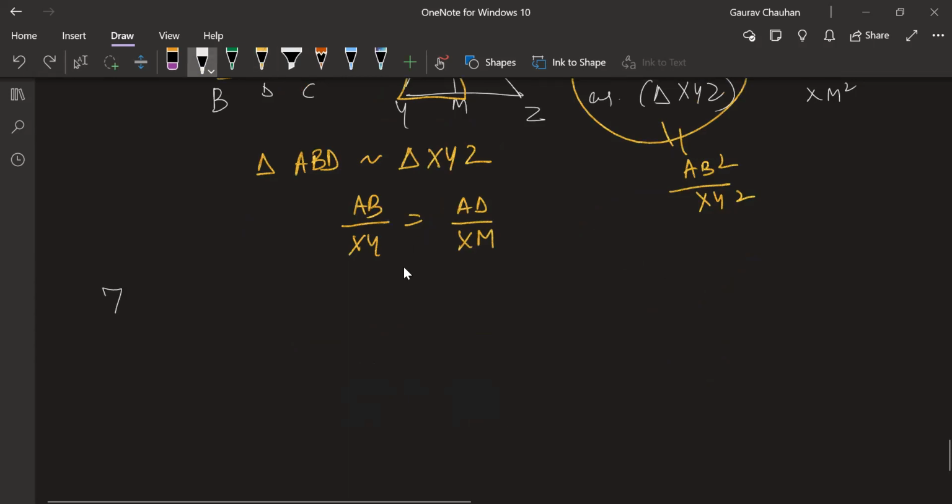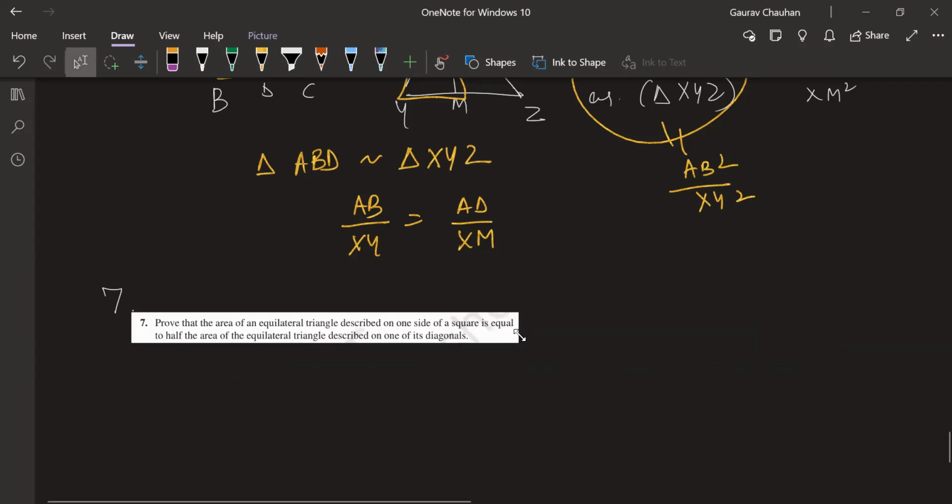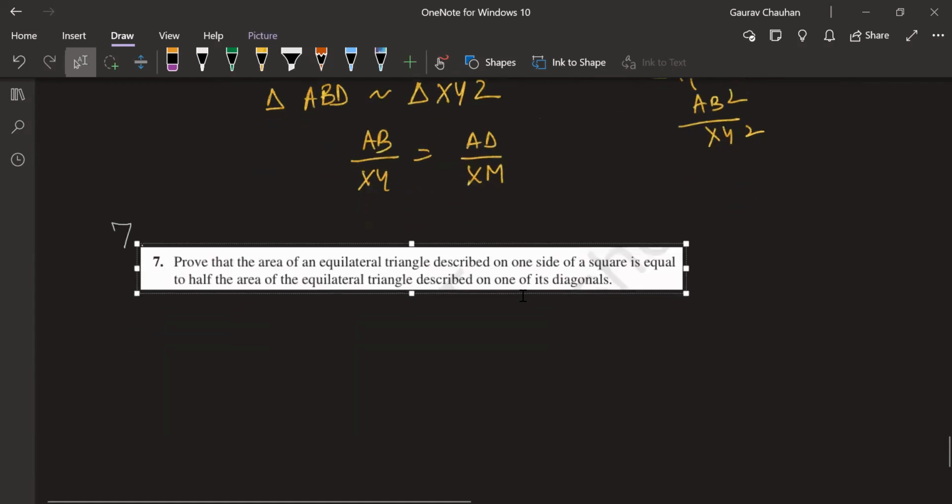Okay. Now we are going to go to question number 7. This is a good question because it requires a little drawing. That's all that is good in this. Nothing else is good in this question. Question number 7 says, prove that the area of an equilateral triangle described on one... there is a lot of language, but we will make it simpler. Understanding the language is a struggle, I think. Otherwise, it's a simple question.